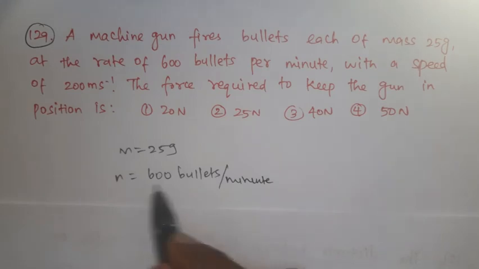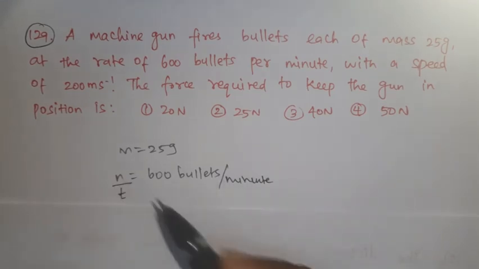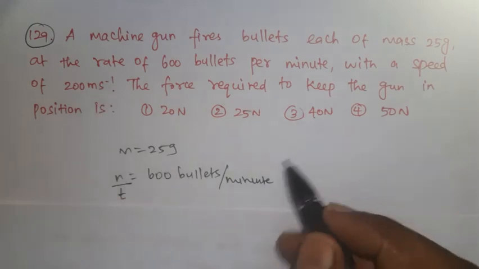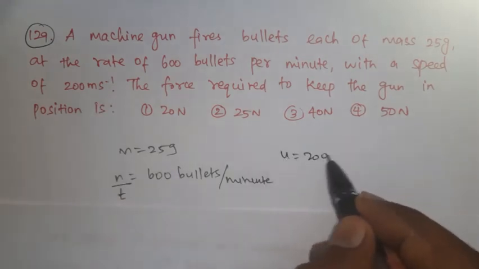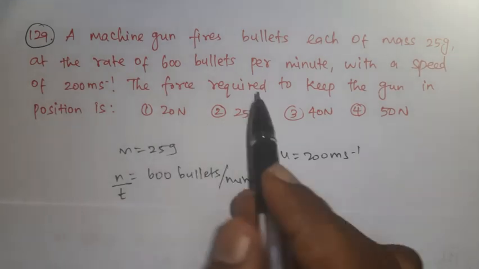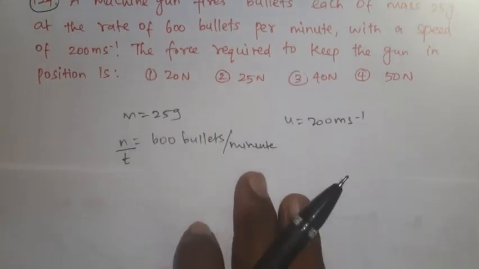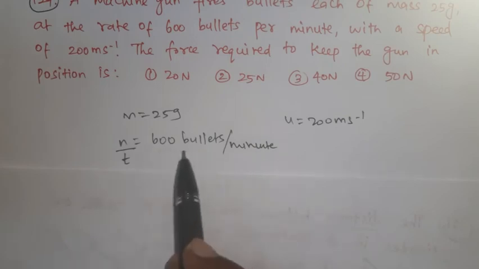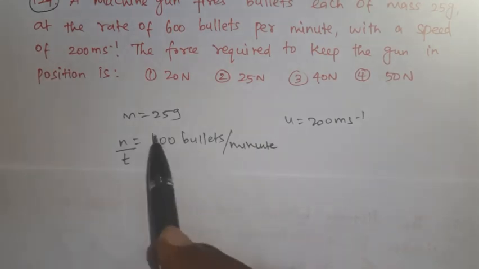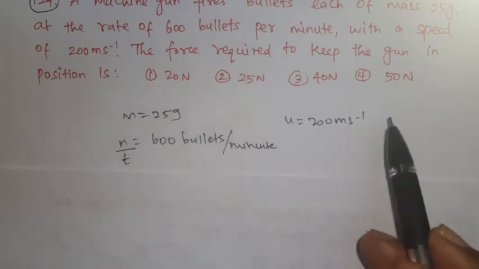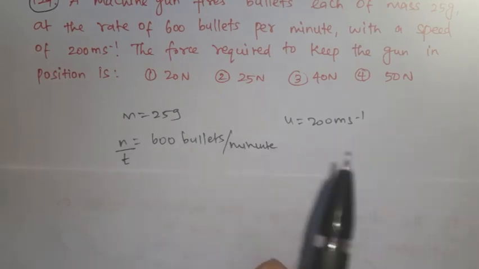N is 600 bullets per minute. This is n by t, with a speed of 200 m/s. The speed is 200 m/s. The force required to keep the gun in position: from the gun, 600 bullets per minute are coming out. Each bullet's mass is 25 gram, coming with velocity 200 m/s. That gun should be in position.